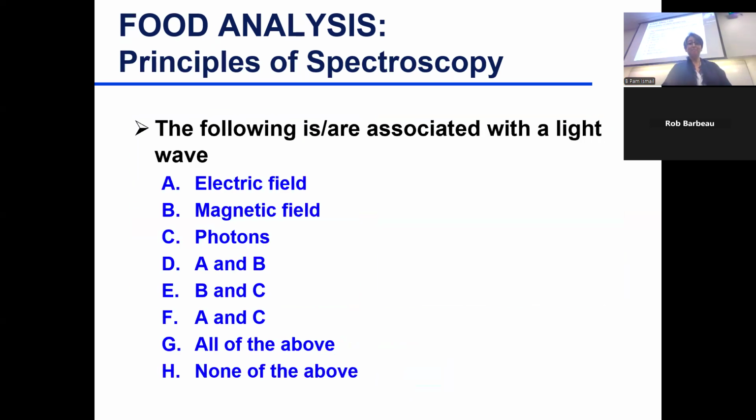The following are associated with a light wave. Which? C. Okay. It is all of them. So the light has two types of characteristics: wave-like characteristics and pockets of energy, which is known as photon characteristics. So all of them.